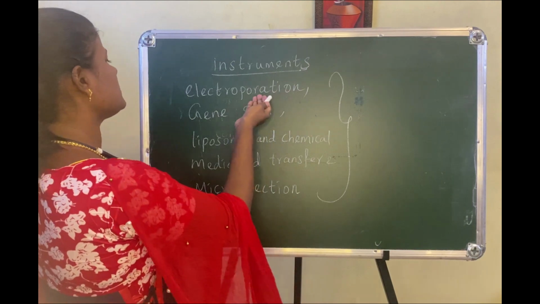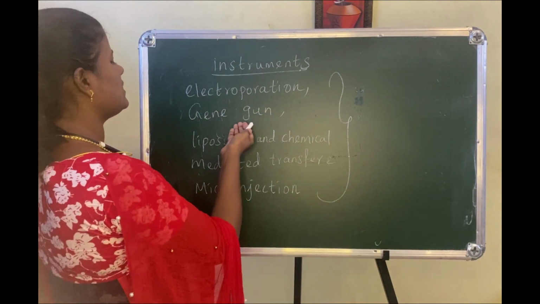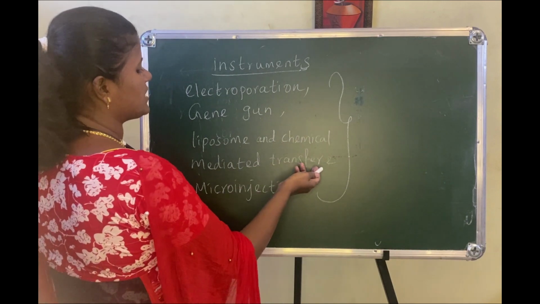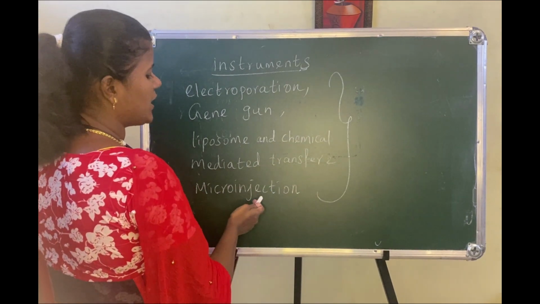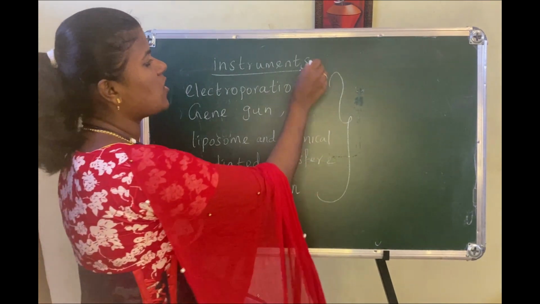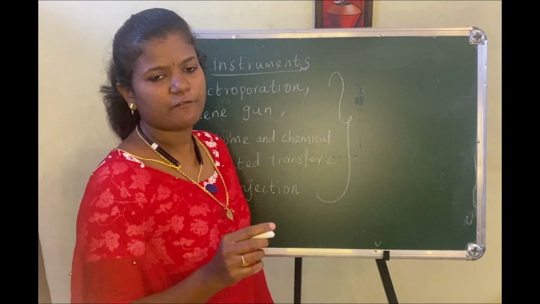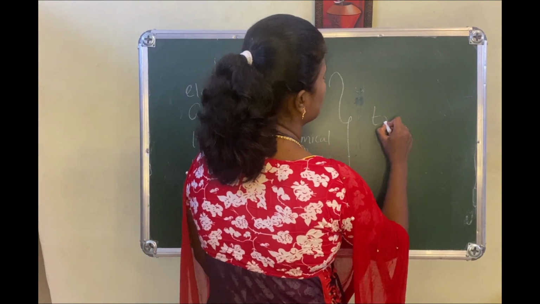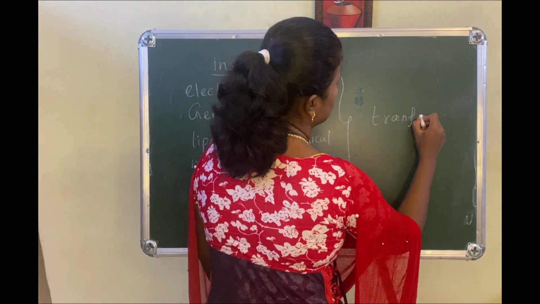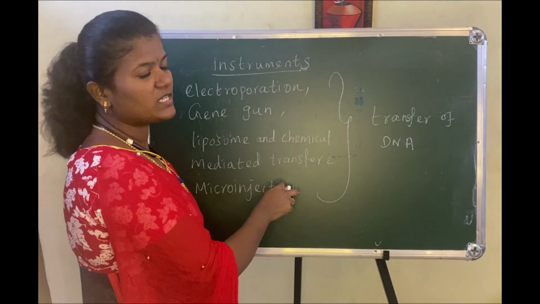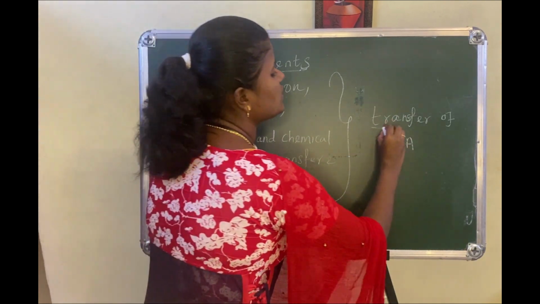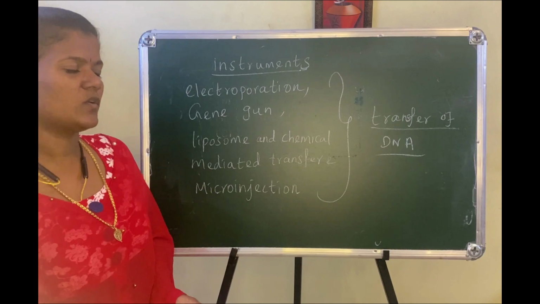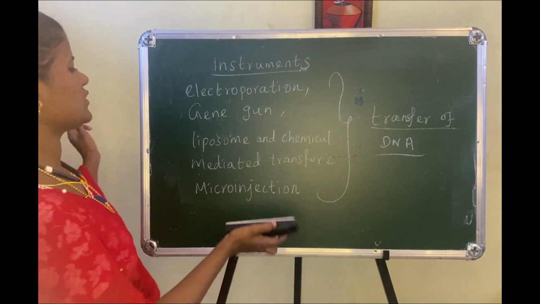What are the instruments? Electroporation, gene gun, liposome and chemical mediated transfer, and microinjection. These are all the instruments used for transfer of DNA. Understand? Is this clear? Okay, let us move on to the next one.